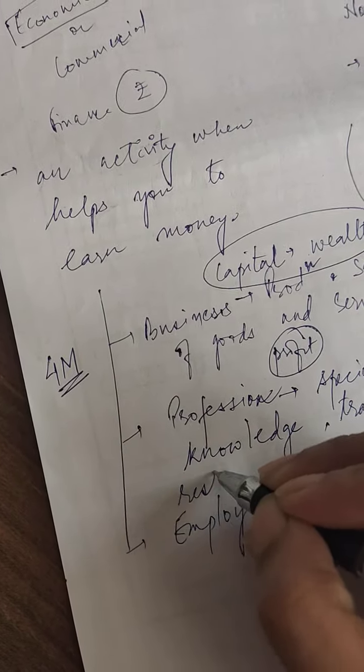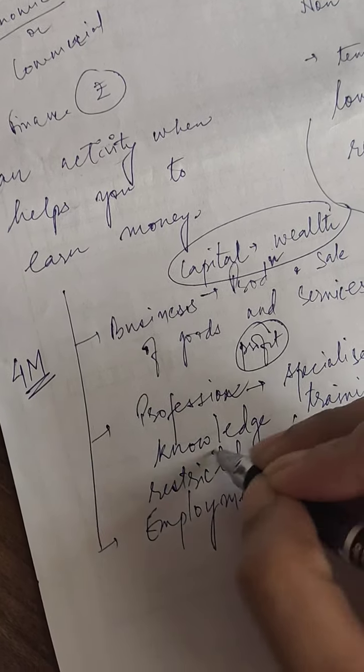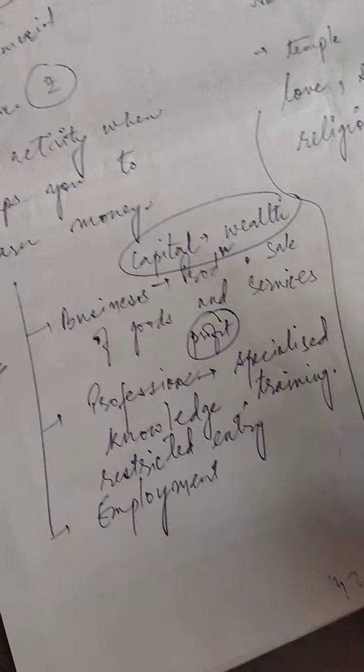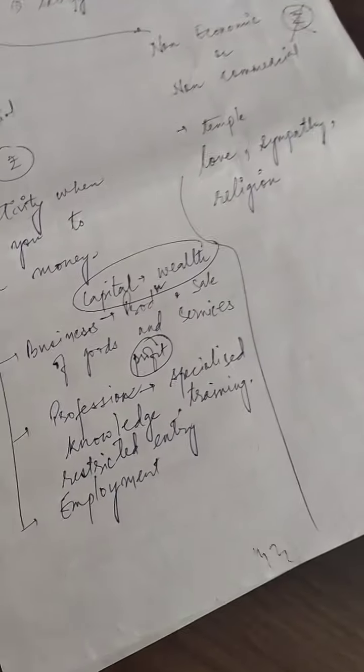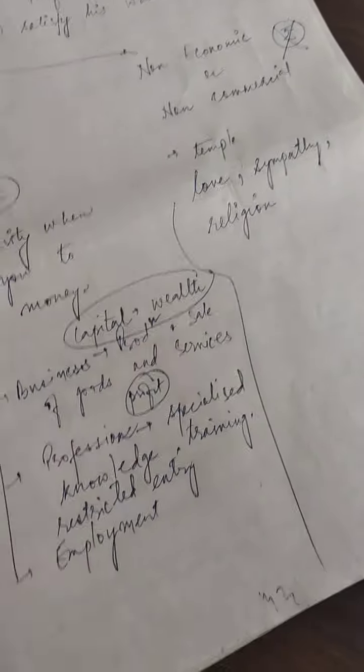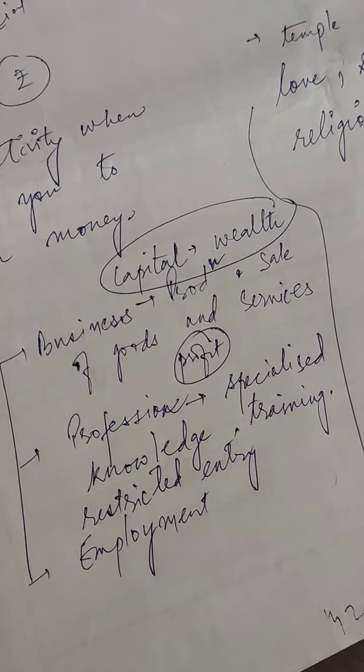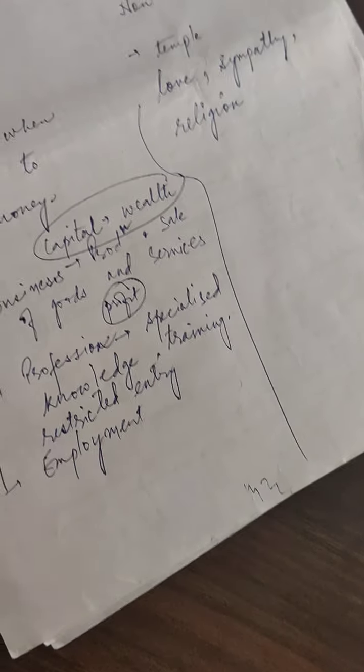Next is the restricted entry. The keyword you can use is that the entry is restricted. That means not everybody can become a doctor. You have to pass an entrance test or something like that, which will actually enable you to go into that line, right? So this line you cannot cross.